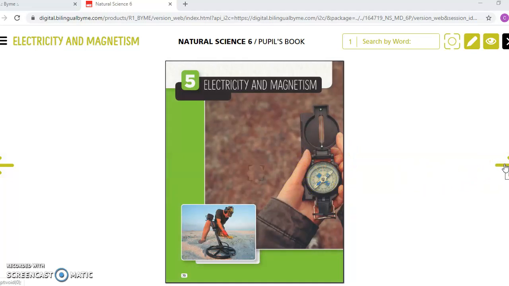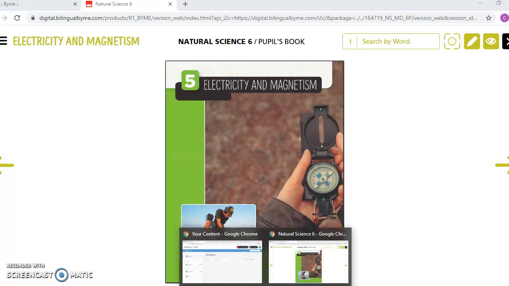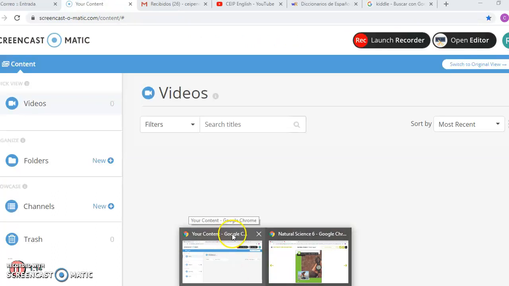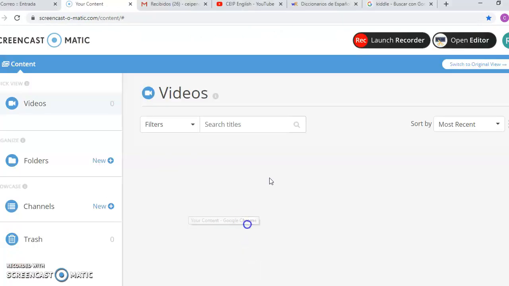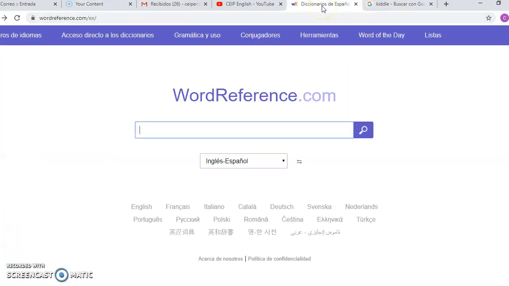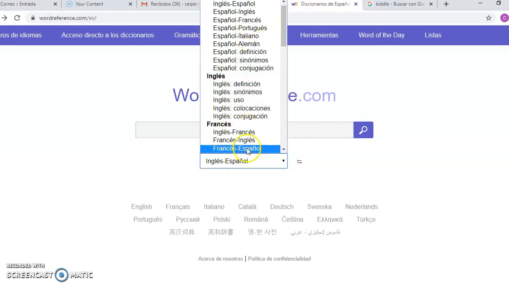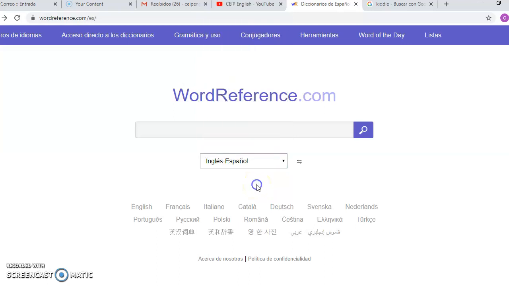Just so you know for the future, in case you don't know the meaning of a word, even if it's in English or in Spanish, you go to a translator like this, a dictionary online. WordReference works really well. If the word is in English and you need to translate it to Spanish, it's like this. Or you click in here and you've got many different options. From Spanish to English, you can also use it.